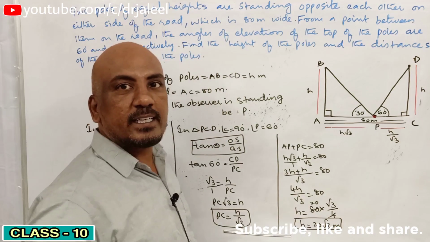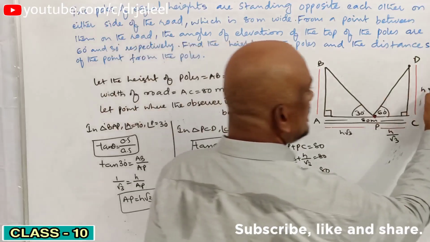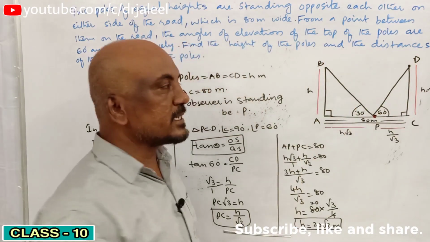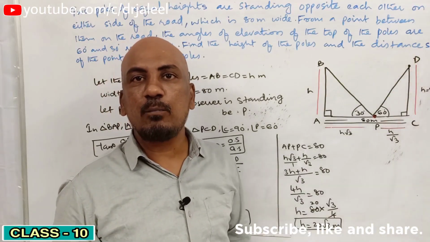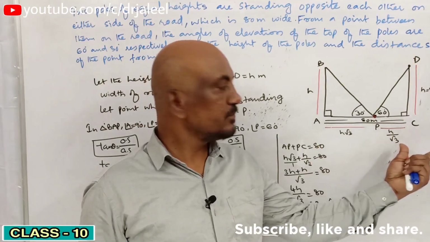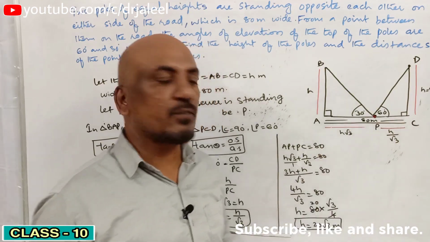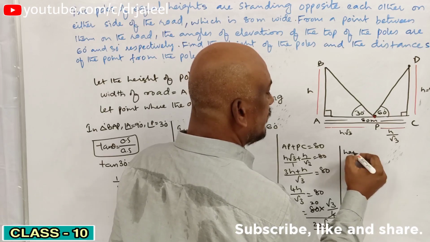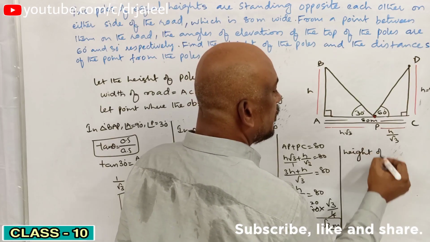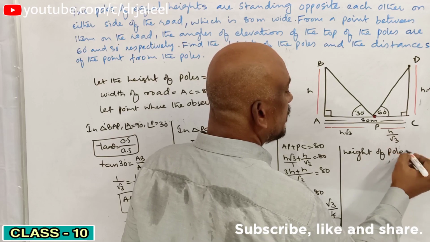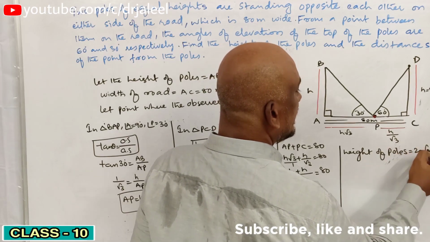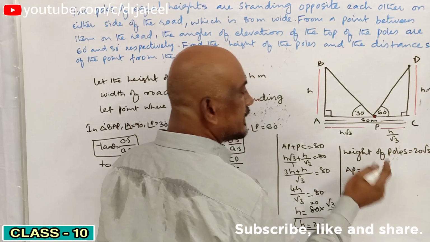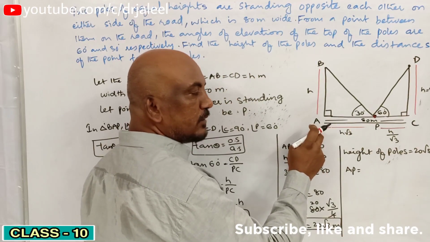How much is it? 20 root 3 meters. So this is 20 root 3 meters, and this is also 20 root 3 meters. So you got one answer, the height of the poles. And now he is asking about the distance of the point from the poles. So let us give the conclusion here. Height of the poles is equal to how much? 20 root 3 meters.